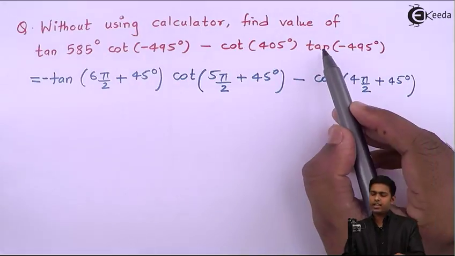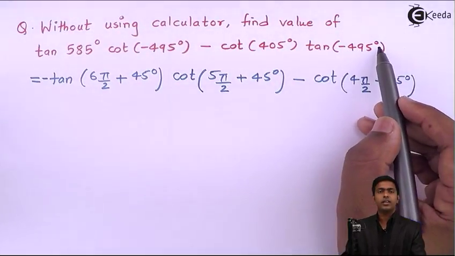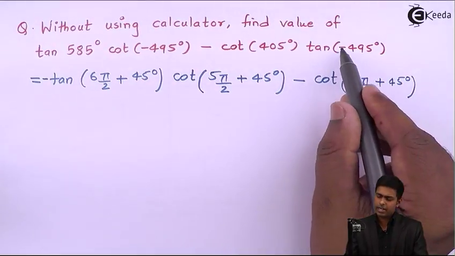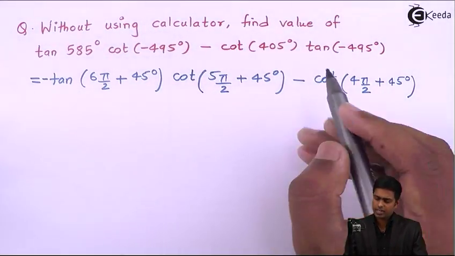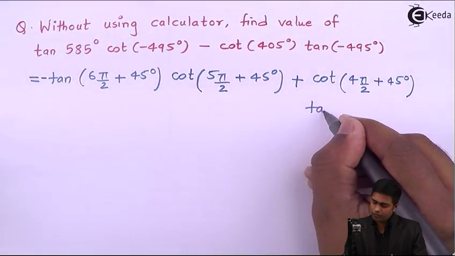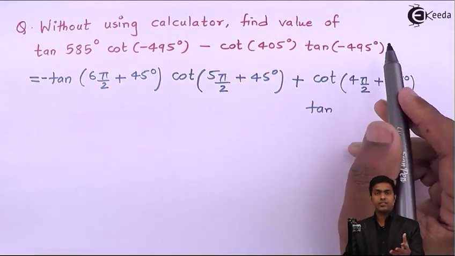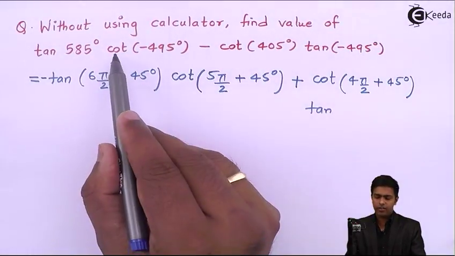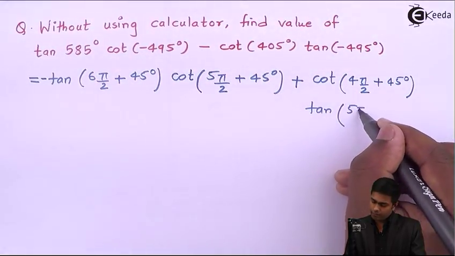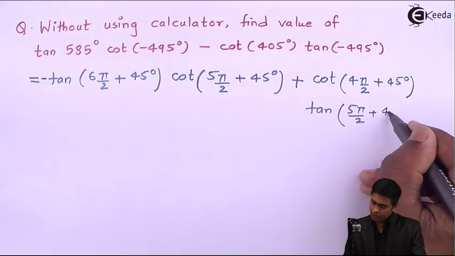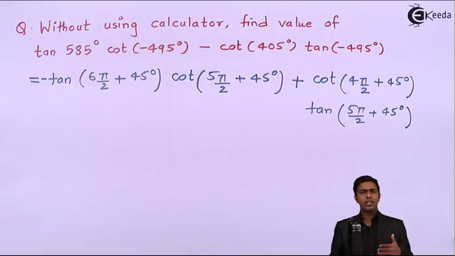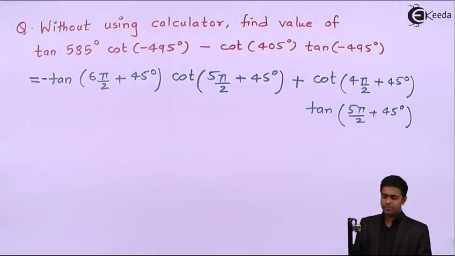And the last one is tan of minus 495 degree. So it is tan of minus theta, which is minus tan theta. So minus sign will come outside and this minus will become positive. And we have tan of 495 degree. And guys, we have already done 495 degree here with cot. So I will copy the same value. So that is 5 pi by 2 plus 45 degree. So we have converted all angles in multiple of 90 degree.